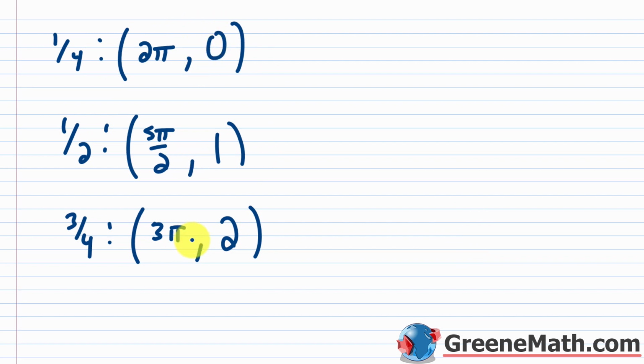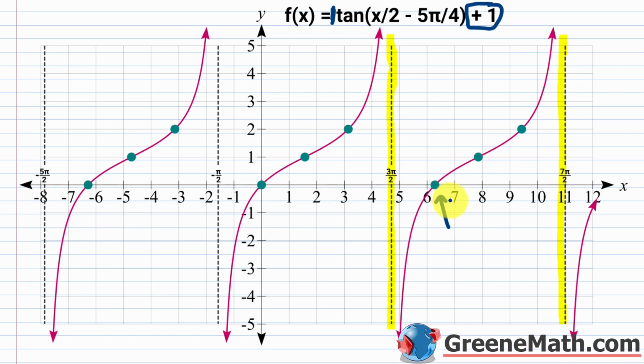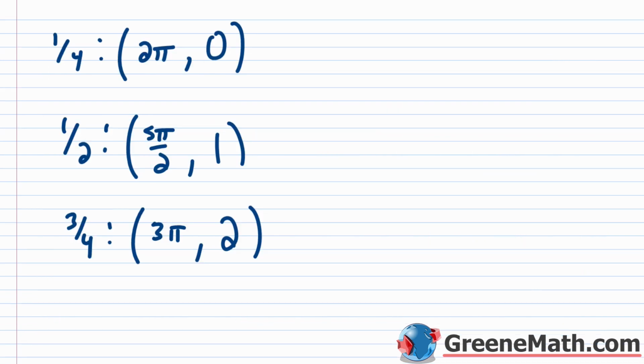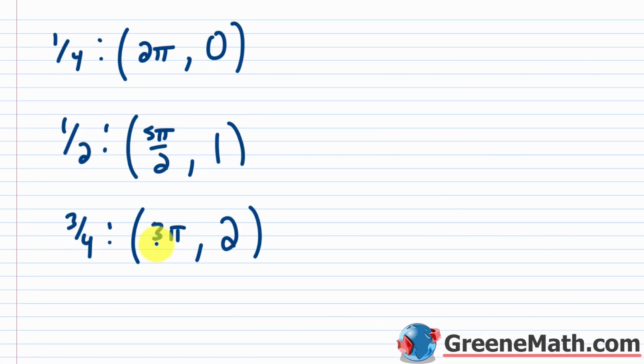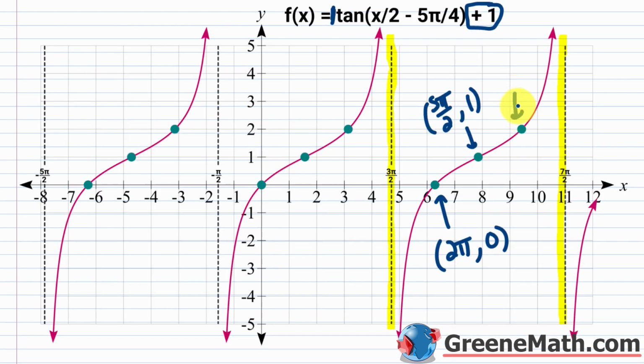So you can have 2 pi, comma 0. Let me label that. So this right here is 2 pi, comma 0. Then this one right here is 5 pi over 2, comma 1. So let me label that one. This one is 5 pi over 2, comma 1. And then this one is 3 pi, comma 2. So this one is going to be 3 pi, comma 2.